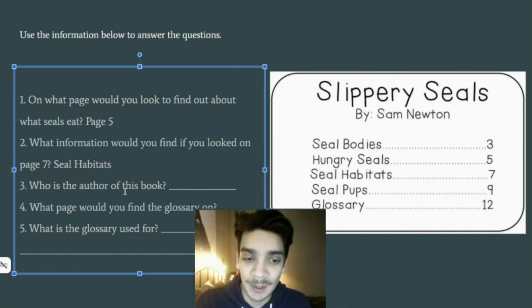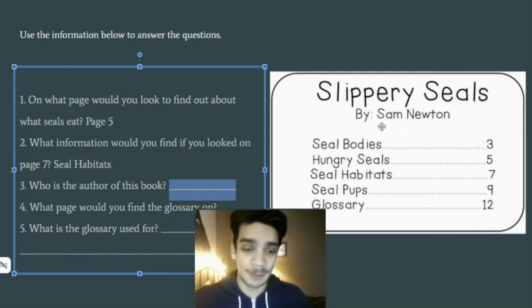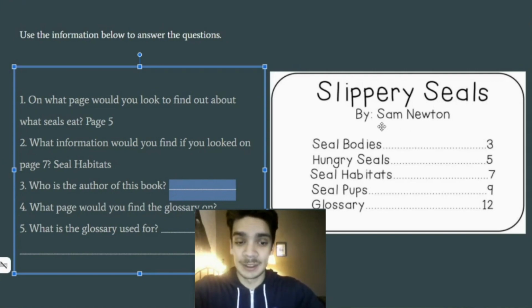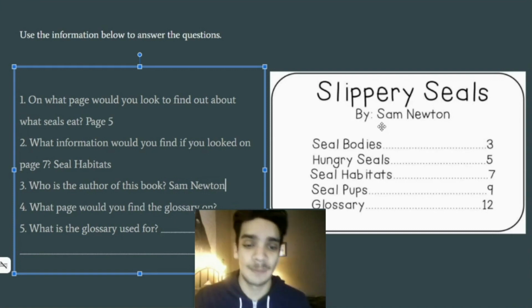Who is the author of this book? Again, that's going to be found at the top, or sometimes not on the table of contents, sometimes just on the front cover. But we can see from here, this book is called Slippery Seals by Sam Newton.